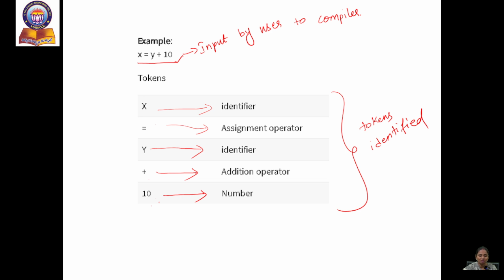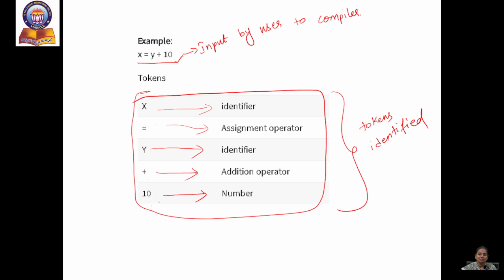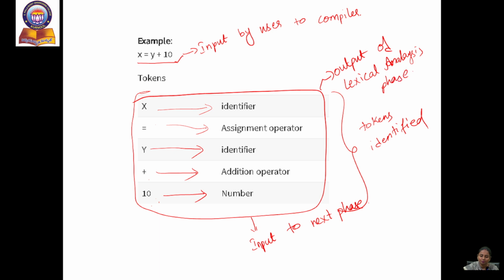Now this sequence of tokens will become the input towards the second phase of the compiler. So this will become the input to the next phase, but actually it is the output of the lexical analysis phase. So this is the output of the lexical analysis phase, and also it will become the input towards the next phase, that is the syntax analyzer.